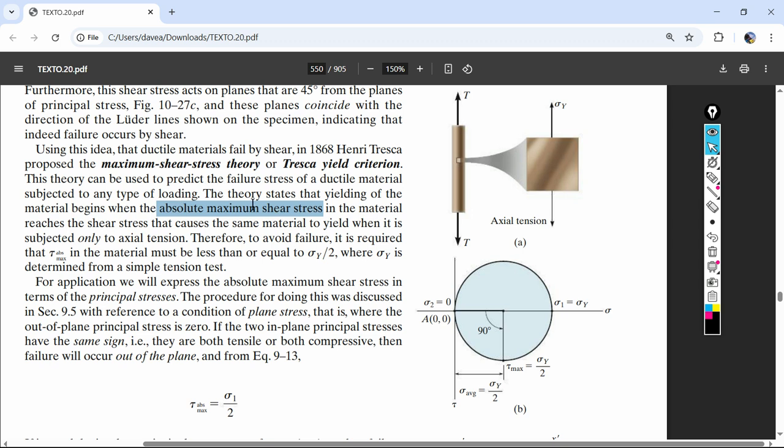All right, so we got to the first part of this that I have a little question about, and it's not fully fleshed out. So therefore, to avoid failure, it is required that the absolute max shear in the material must be less than or equal to the normal stress in the Y divided by 2, where the normal stress in the Y is determined from a simple tension test.